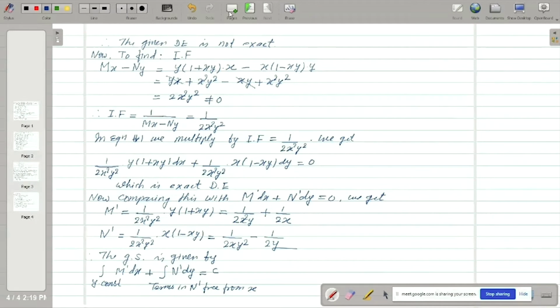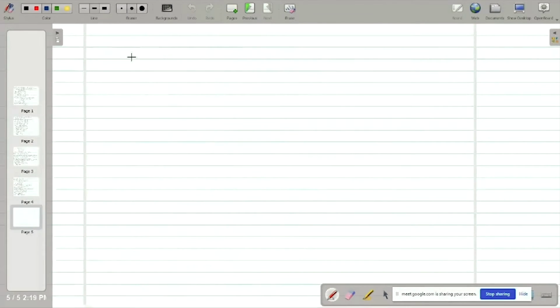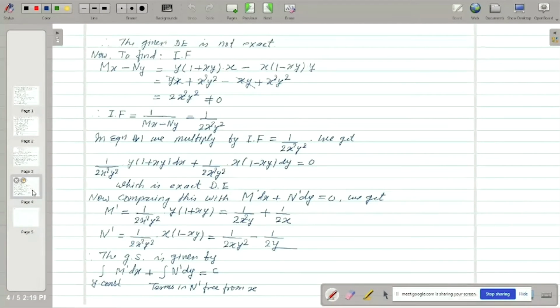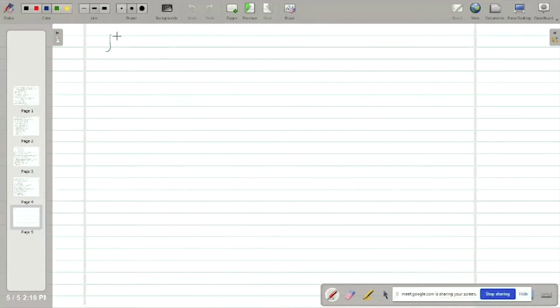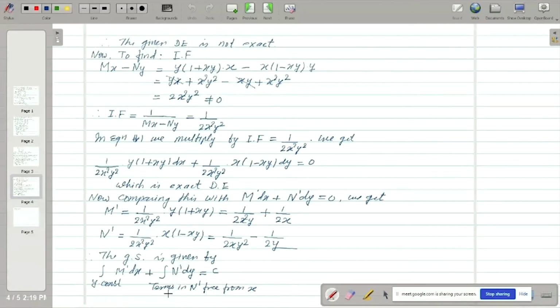So let us move to the next page. Can you tell me the M dash? What is the M dash? 1 upon 2x square y plus 1 upon 2x, dx. Okay, and plus, come to the second part. Terms in N dash free from x.